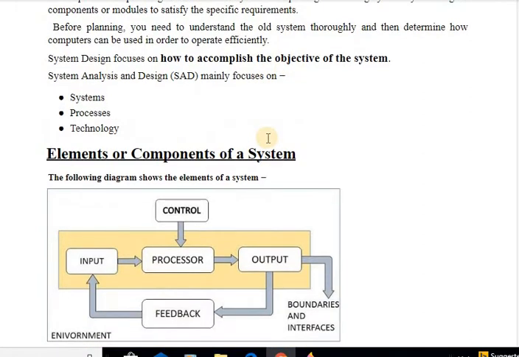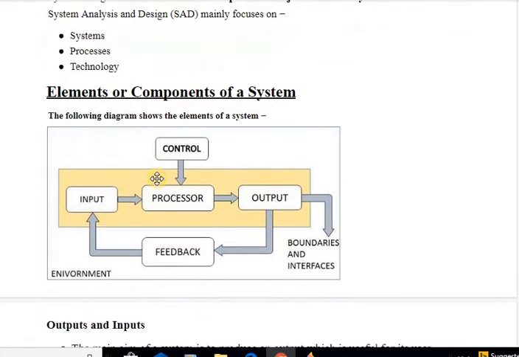So your system analysis and design focuses on three things: system, processes and the technologies. We are right now doing various concepts related to systems. So next we will study the elements and the components of the system. So any system, whether it is hardware or software, they are designed to achieve some objectives. So these objectives will take input, then process it, and then it will produce some output.